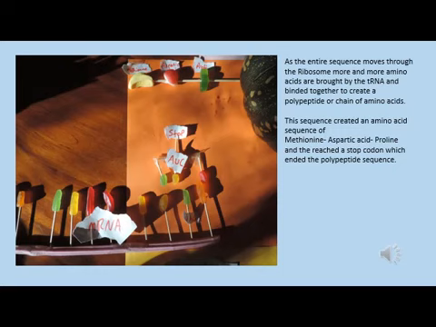As the entire sequence moves through the ribosome, more and more codons are read and more tRNA molecules are brought with the corresponding anticodons to bring more amino acids and build a polypeptide chain, or a chain of amino acids. The sequence created from our lolly messenger RNA was methionine, aspartic acid, proline, and then it reached a stop codon, which meant that was the end of the polypeptide sequence.